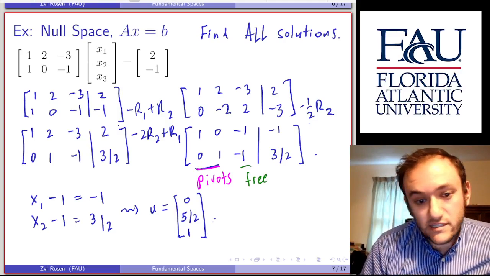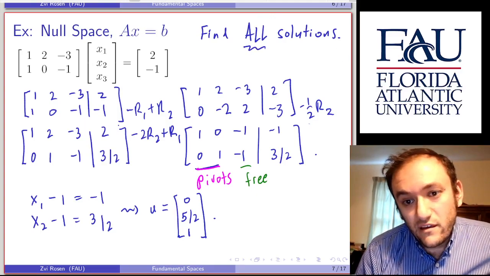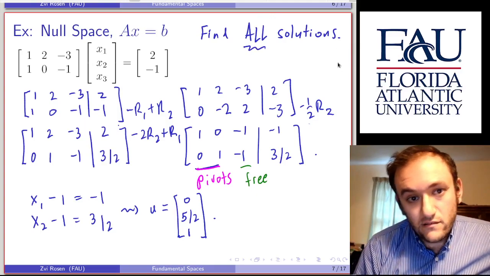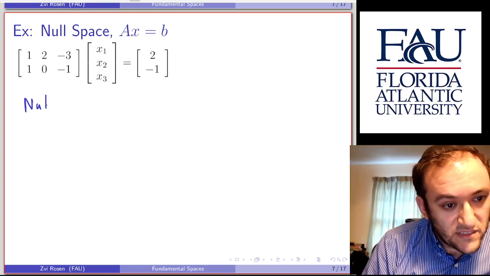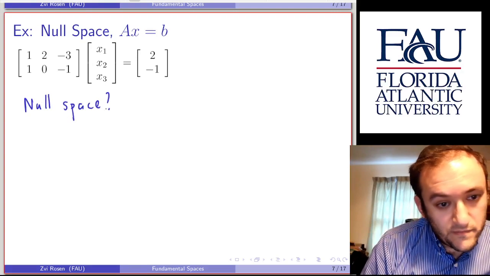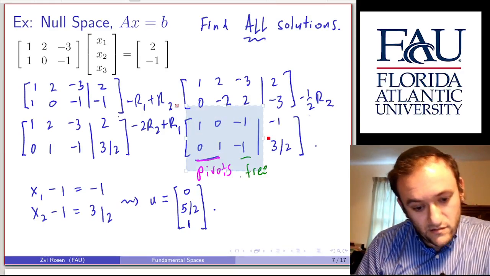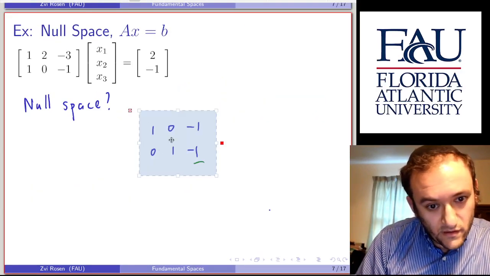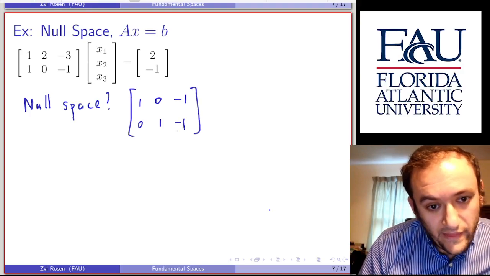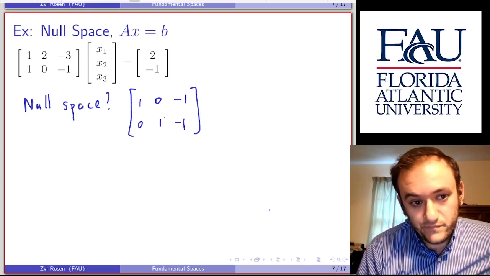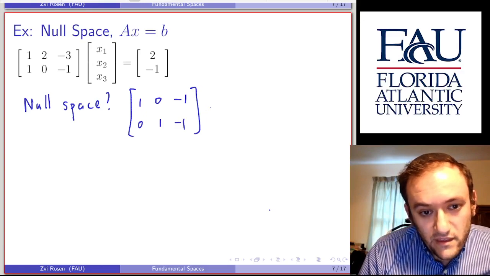And that is a solution to this equation, but we want to find all solutions. Okay? So we're going to take elements in the null space and add them. So what is the null space of this matrix? Okay, so we know that the reduced row echelon form of the matrix was this. And this will have the same null space as the original matrix.